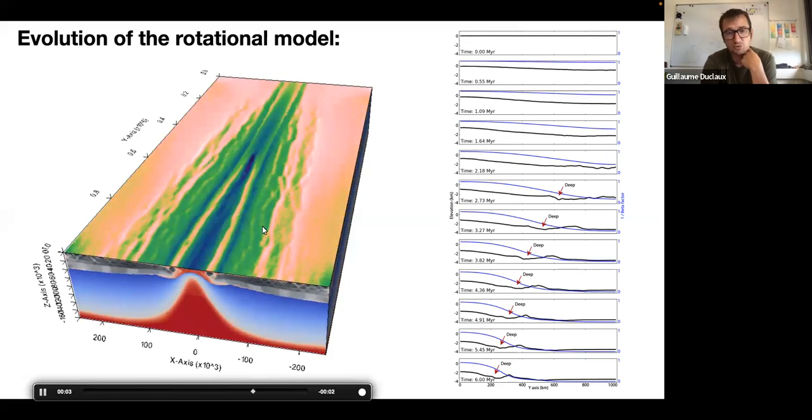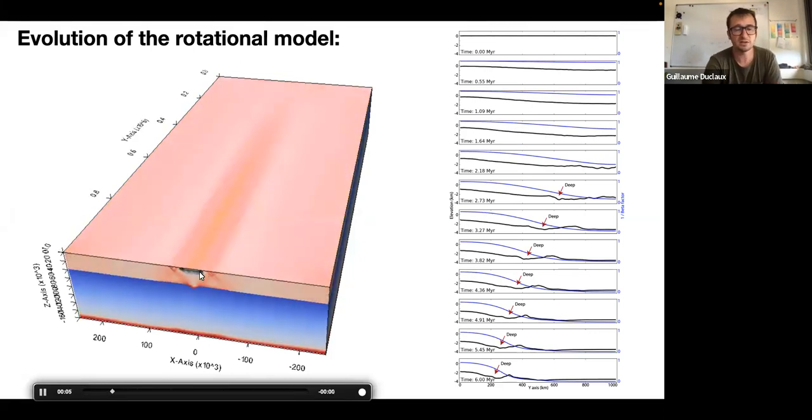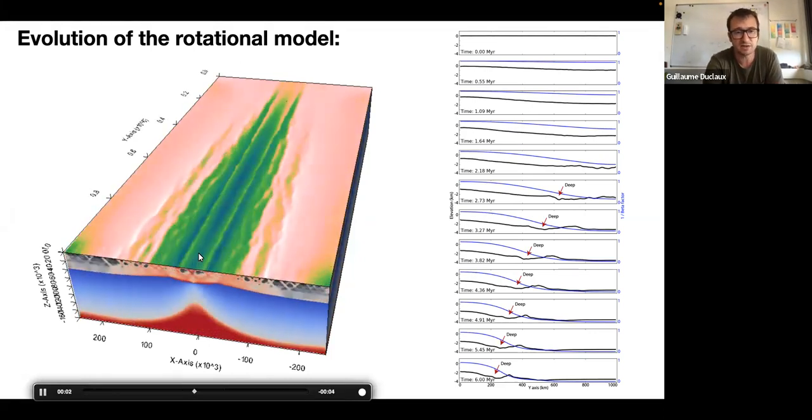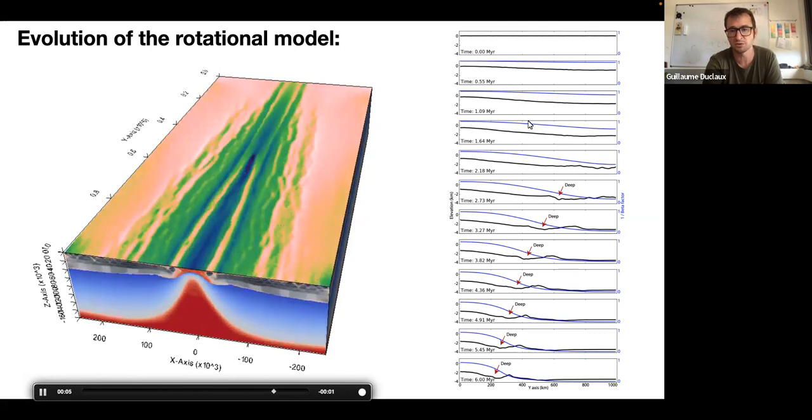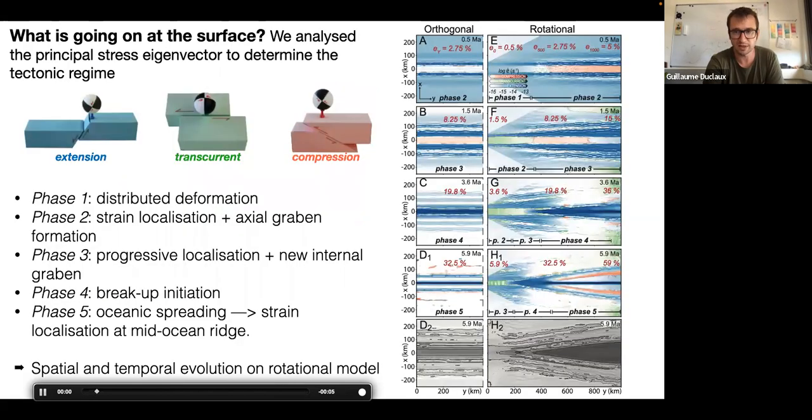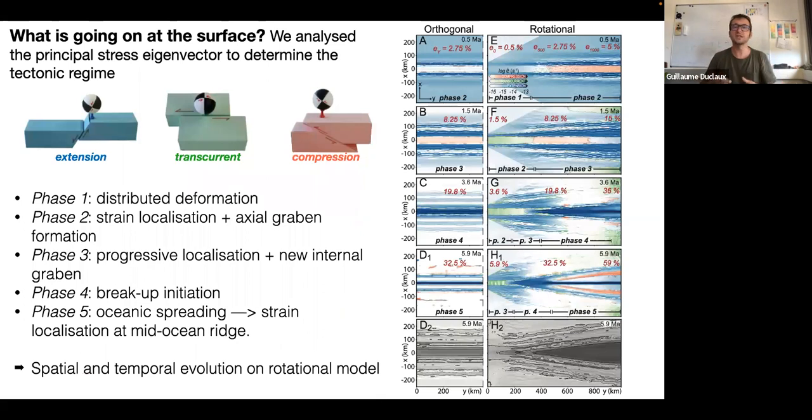So what we see is that through time, we tend to localize deformation faster in the south, and it tends to propagate further north. I'm just going to go to the next slide to show you what is going on at the surface of this model. So these are views of the two models. The orthogonal model is presented on the left here, and the rotational model is presented to the right. For the rotational model, the fast end is here on the right side, and the slow end is here on the left side. We've got snapshots which are at different times.